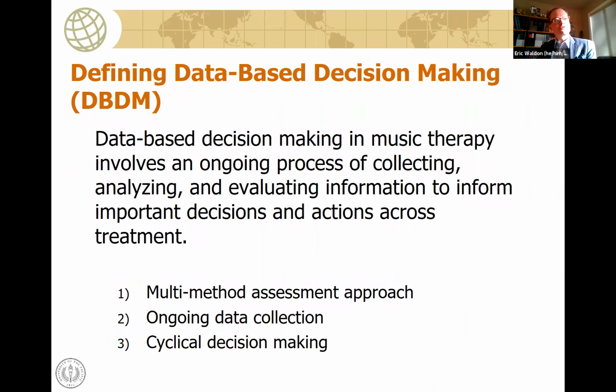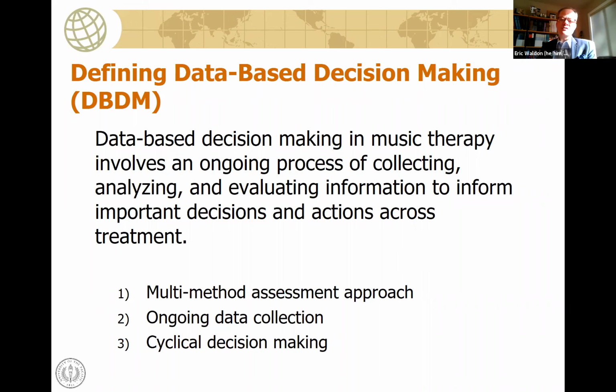Data-based decision-making in music therapy involves an ongoing process of collecting, analyzing, and evaluating information to inform important decisions and actions across treatment. We're going to be looking at this model more, but there are three characteristics that we're going to be diving into. The first one is that a data-based decision-making model involves a multi-method assessment approach.